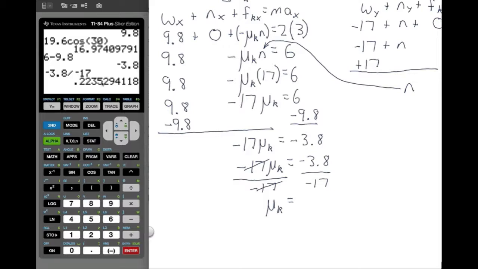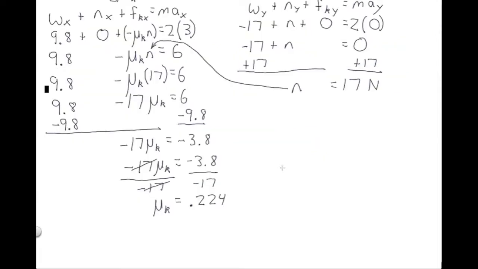Since this digit is a 5, I guess I'll round this digit up to a 4. So that gives us 0.224 for mu sub k. Normally, when we get a result from an equation, we should put the units in. But do you remember there are no units for the coefficient of friction? The coefficient of friction has no units, so we don't need to write any units here.